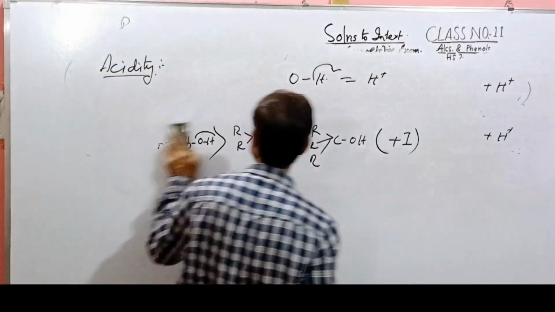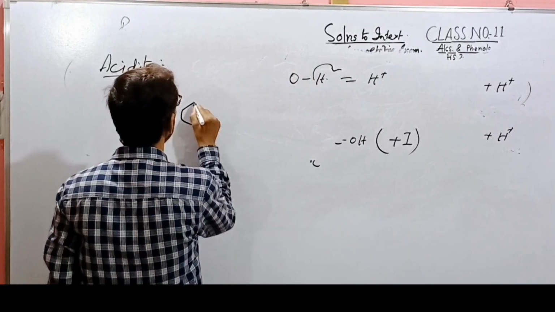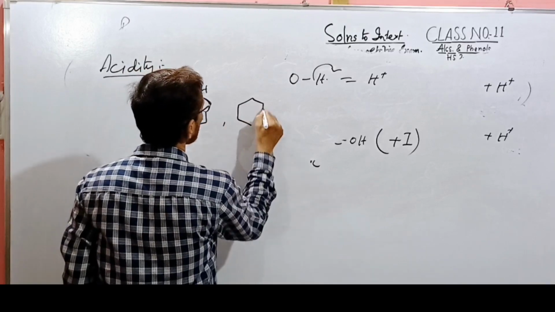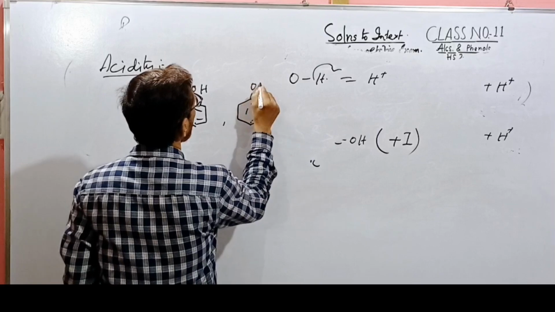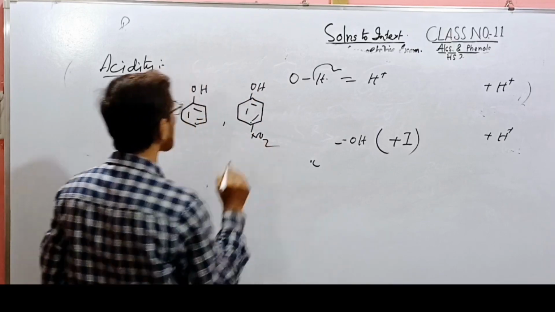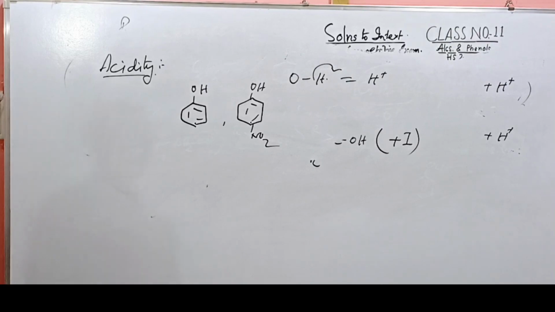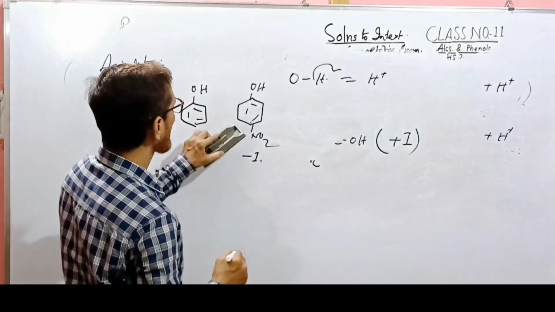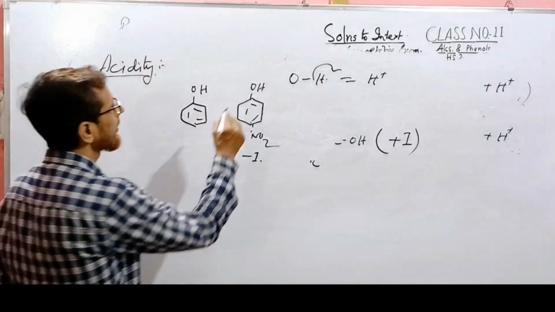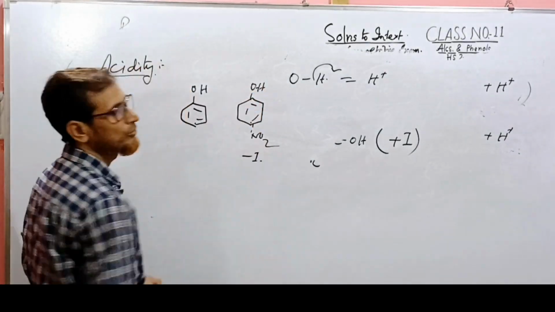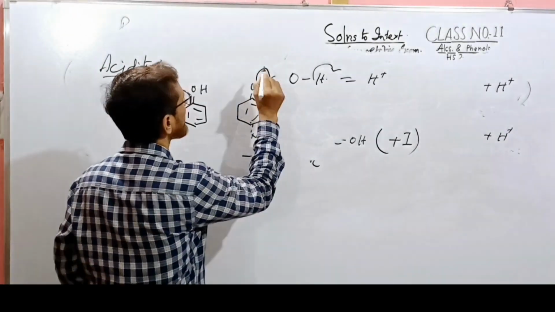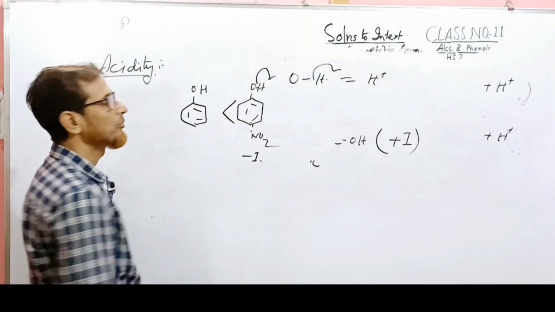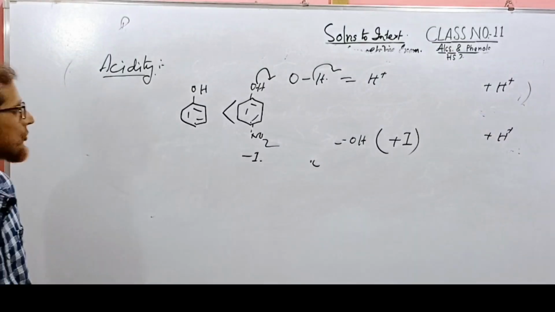But the concept is very simple, these are not tough. Now, ortho or para, which one is more acidic? Here this is a minus I group. When it withdraws electrons from the ring, the bond between O and H becomes weaker, and this facilitates hydrogen going out as a proton. So that one will be more acidic than this.